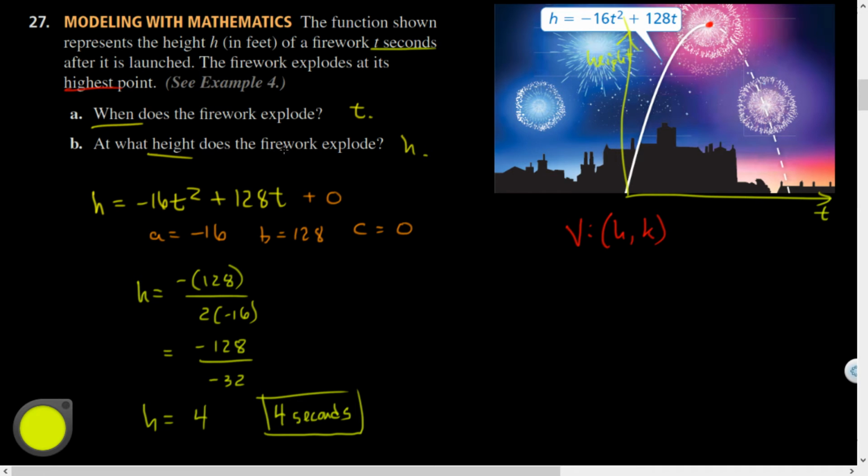How high was it? Well, that's going to be a question for k to solve. And I can find that by plugging in 4 into the equation. So the height h this time is going to equal negative 16 times 4 squared plus 128.